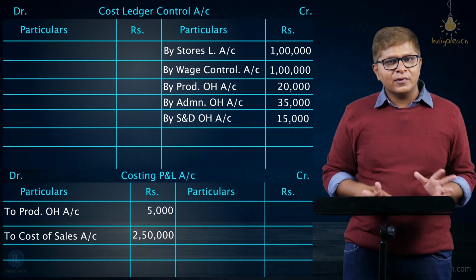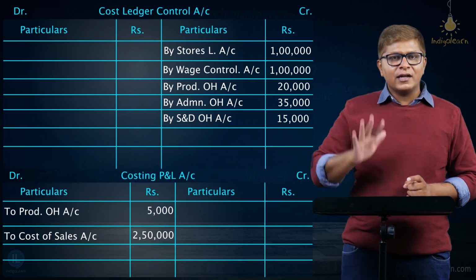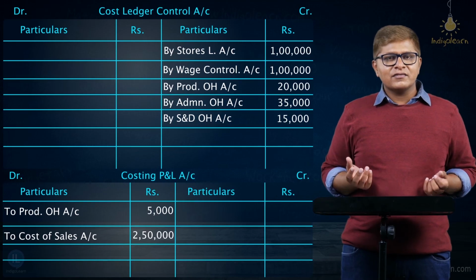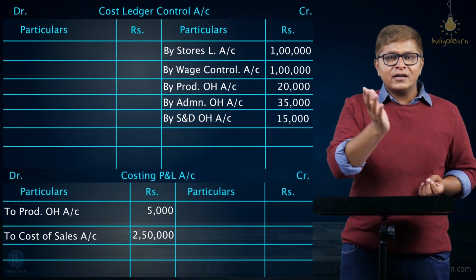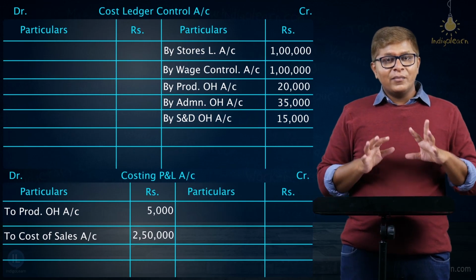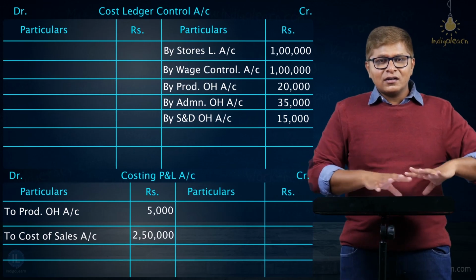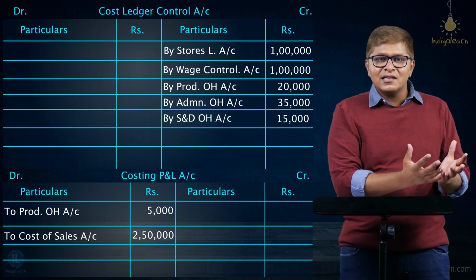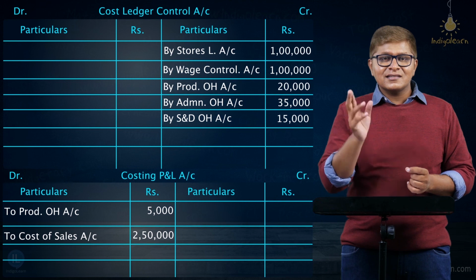Forget cost records for a moment. If this was normal accounting, financial accounting, what was the entry that we would have passed? We would have said cash account, bank account or debtor account debit to sales account 3 lakhs. But here, since it is not a transaction related to the cost of the goods or cost of the product or service, we are not going to pass such an entry.